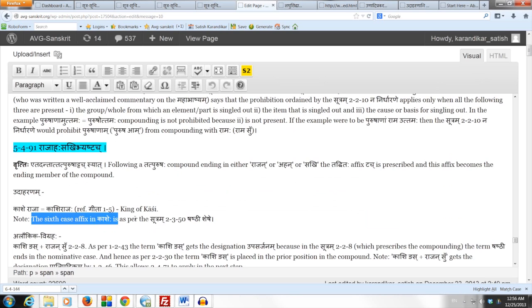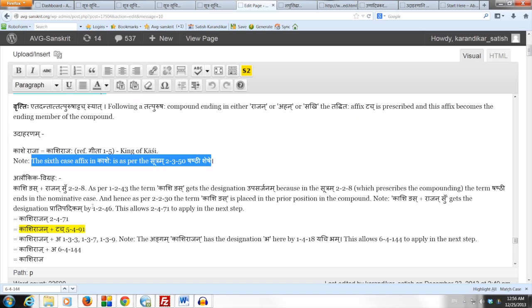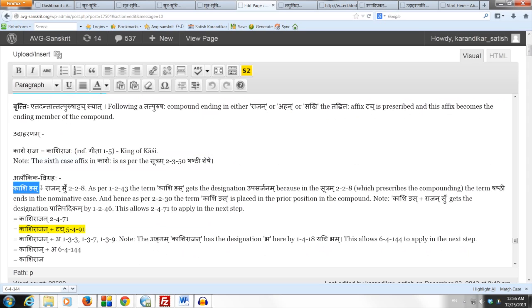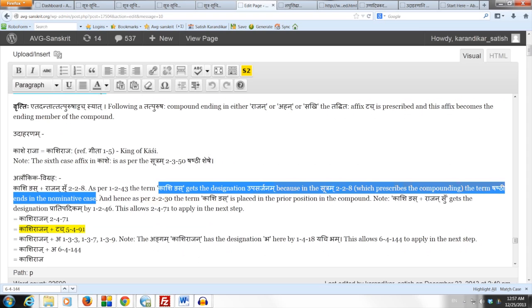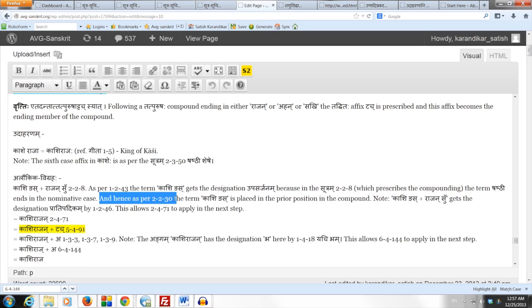The note here says that the sixth case affix in Kāśe is as per the Sutram 2-3-50 Shashthi Sheshe. Steps are quite straightforward. The alaukika vigraha is Kāśi Nas plus Rajan Su, compounding prescribed by the Sutram 2-2-8 Shashthi. As per the Sutram 1-2-43 Prathamanirdishtam Samasa Upasarjanam, the term Kāśi Nas gets the designation upasarjana because in the Sutram 2-2-8, which prescribes the compounding, the term Shashthi ends in the nominative case. Hence, as per 2-2-30 Upasarjanam Purvam, the term Kāśi Nas is placed in the prior position in the compound.